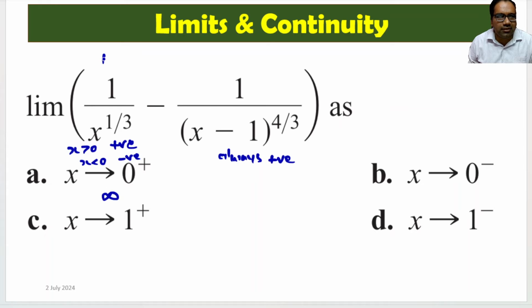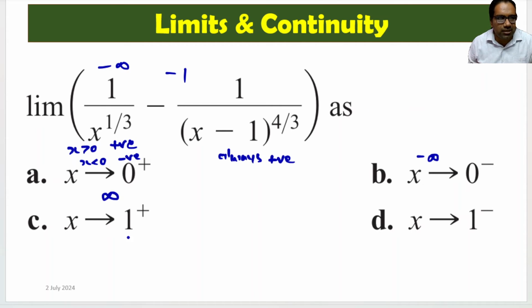At 0 minus, this is minus infinity. This is 1 by negative 0, 1 by a very small number, like minus 0.000 something. So this is minus infinity, minus infinity minus 1. This is anyway still 1, always positive, so this becomes minus 1. So this is minus infinity. The limit as x tends to 0 minus is minus infinity.